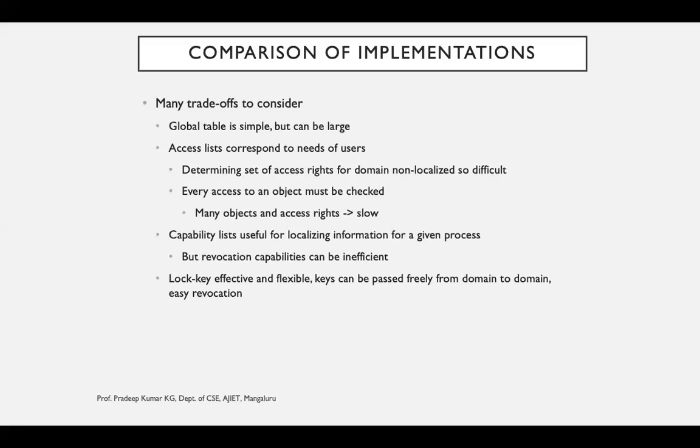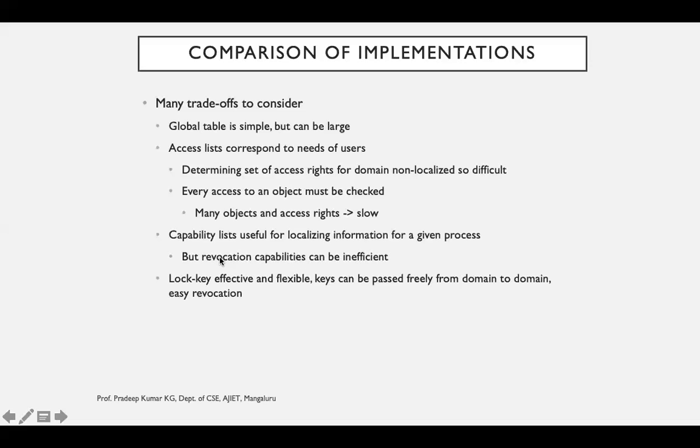On the other hand, you can say the lock and key is effective and flexible, and keys can be passed freely from domain to domain, with easy revocation. You can consider Bluetooth as an example. As we discussed, you are trying to send a photograph from your mobile to your laptop. Only once, initially, you set up this matching or pairing via Bluetooth, and then there is no need to set it up again and again for these two devices. They automatically recognize each other.